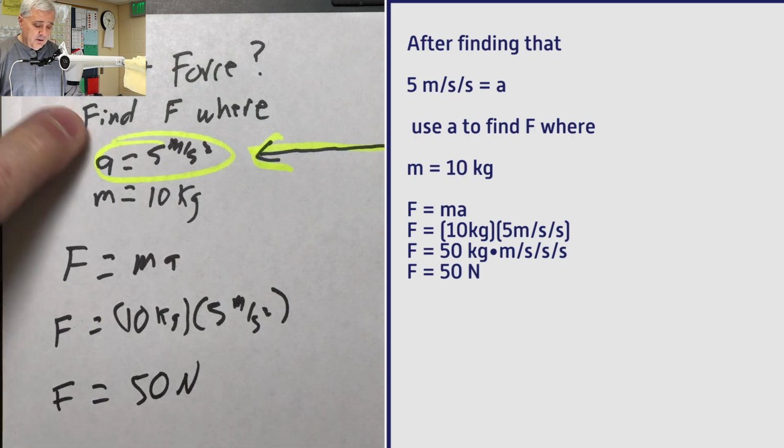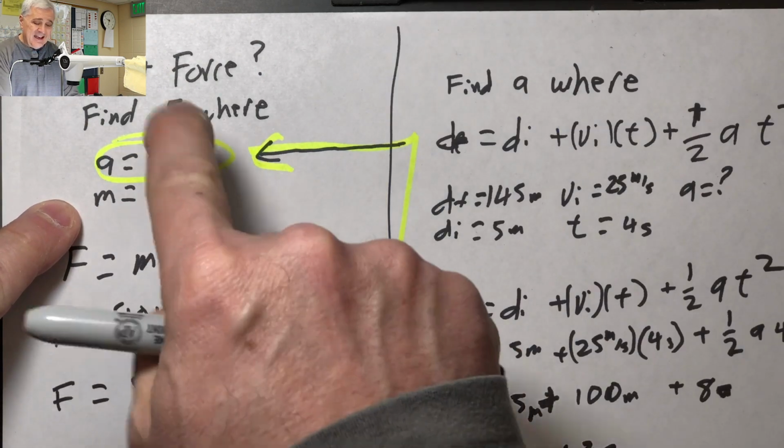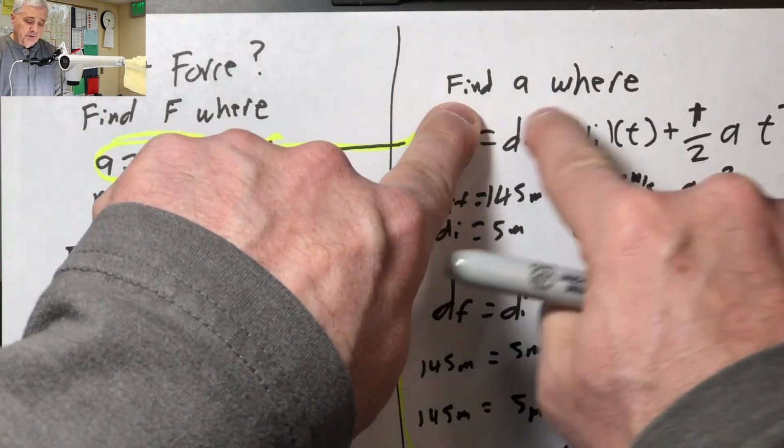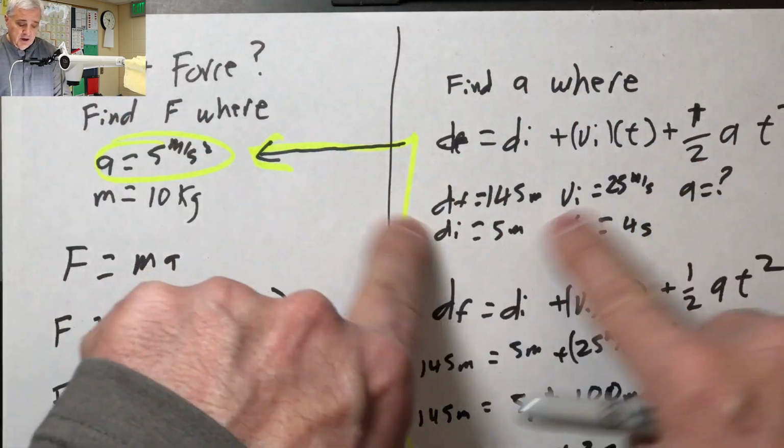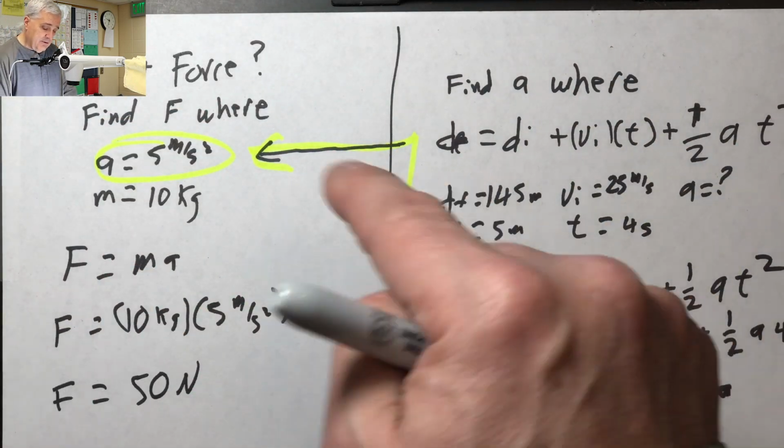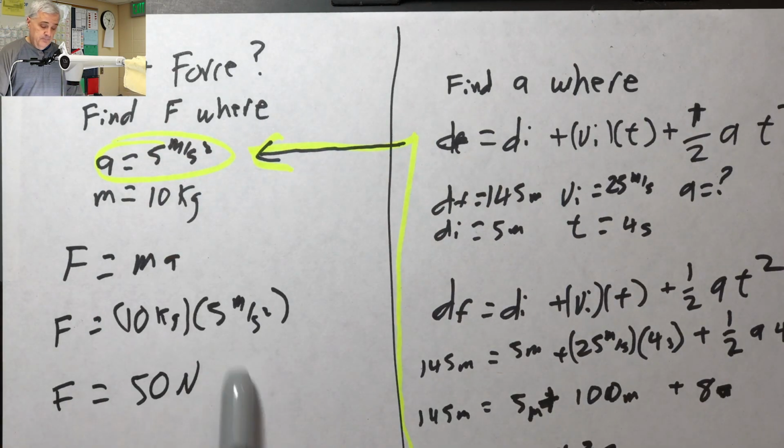Look, we're using our method. What are we looking for? Find F where this is given, but we didn't have an A. So we go over here and we find A where this is given, plug in all the numbers, we calculate A, we jam it in there. Now, then we use those numbers to calculate the force in newtons.